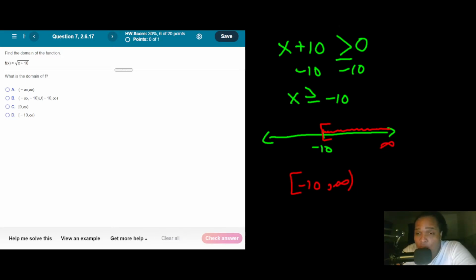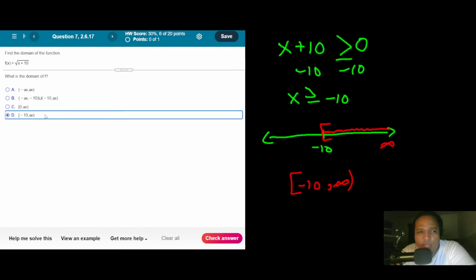And please make sure you put a parentheses next to the infinity. You can't put a bracket because you can't equal infinity. So -10 to infinity, there it is.